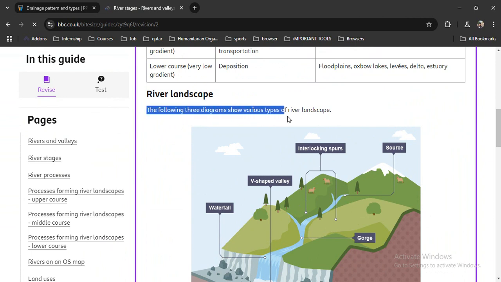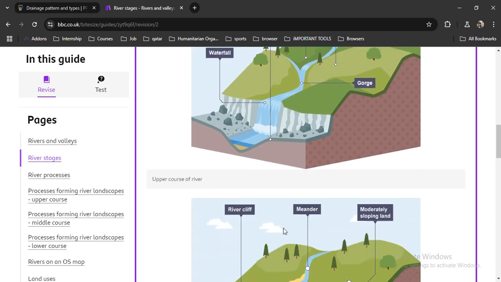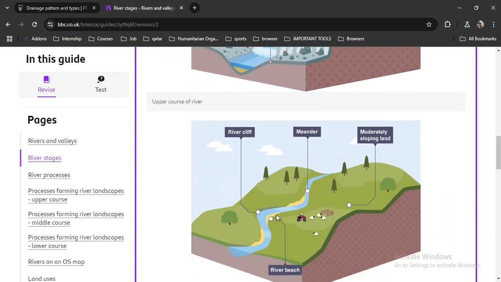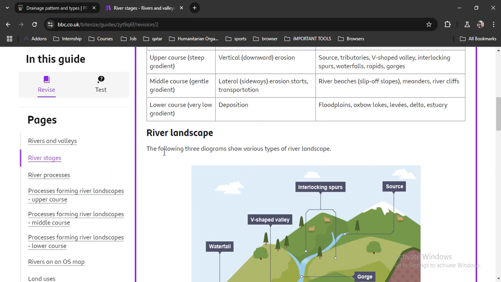The following three diagrams show various types of river landscapes. So this is the source. Interlocking spurs. Okay, just overflow from here, and then it comes to the gorge, sudden slope, and then V-shaped valley. Waterfall, and it creates a V-shaped valley. This is the upper course of the river.